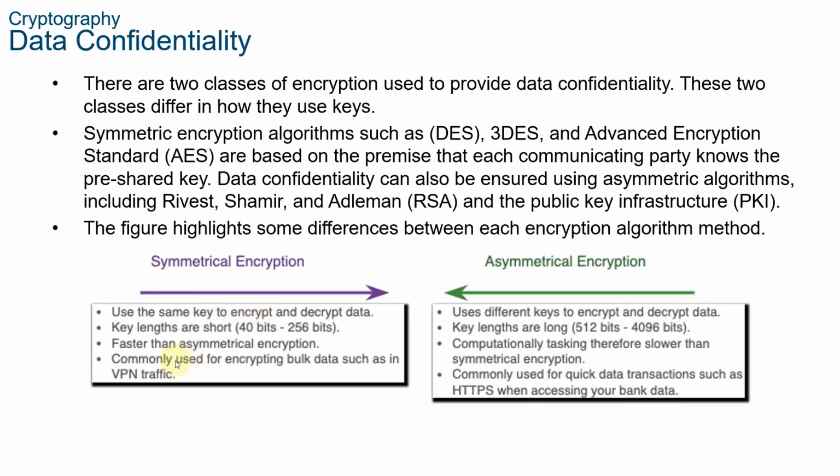Symmetric is commonly used for encrypting bulk data, such as in VPN traffic. And asymmetric is commonly used in quick data transactions, such as HTTPS when accessing your bank data.